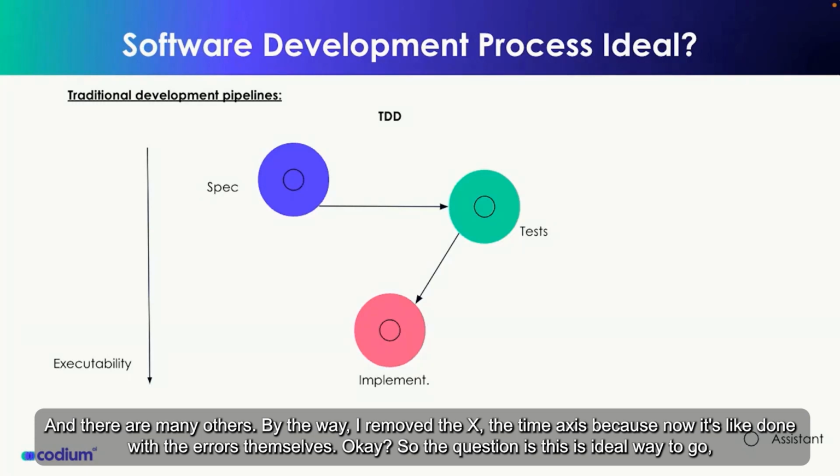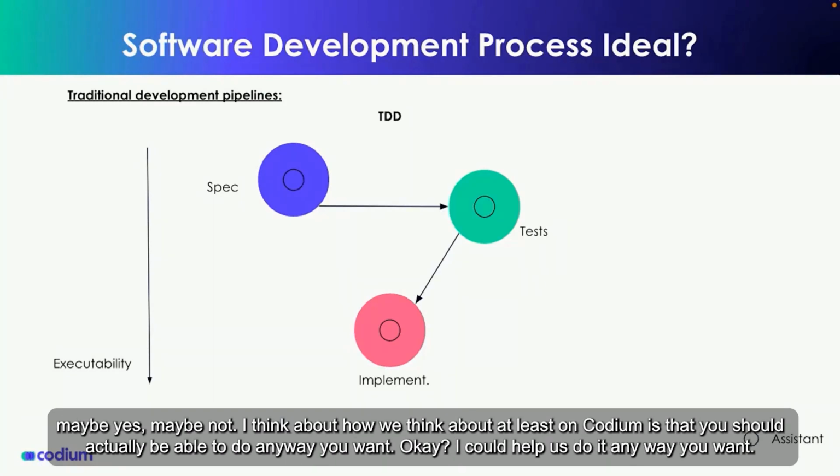By the way, I removed the time axis because now it's done with the arrows themselves. So the question is, is this the ideal way to go? Maybe yes, maybe not.